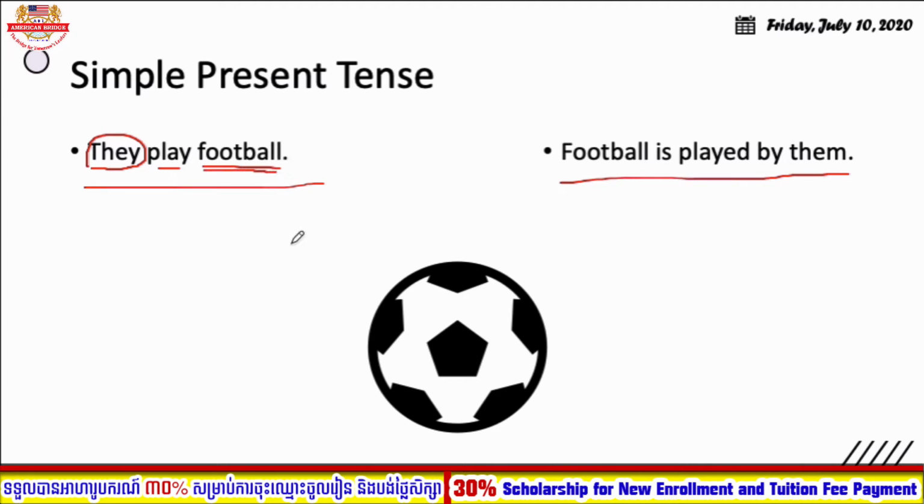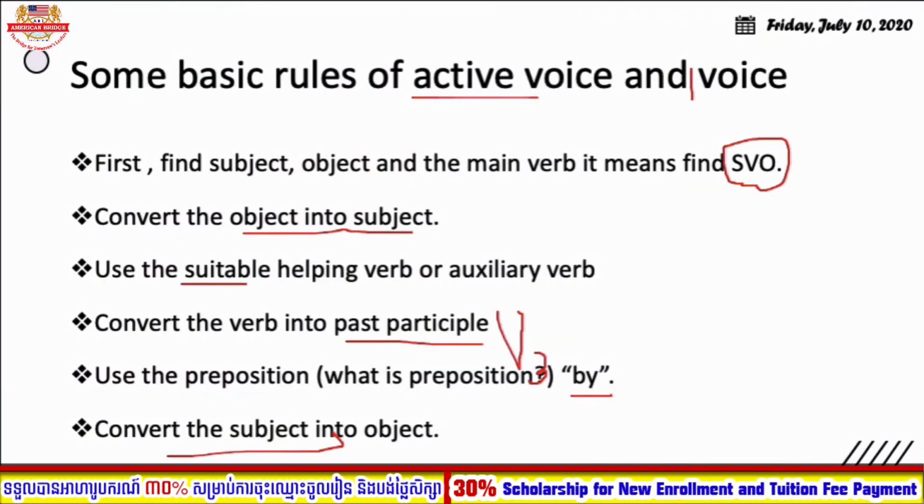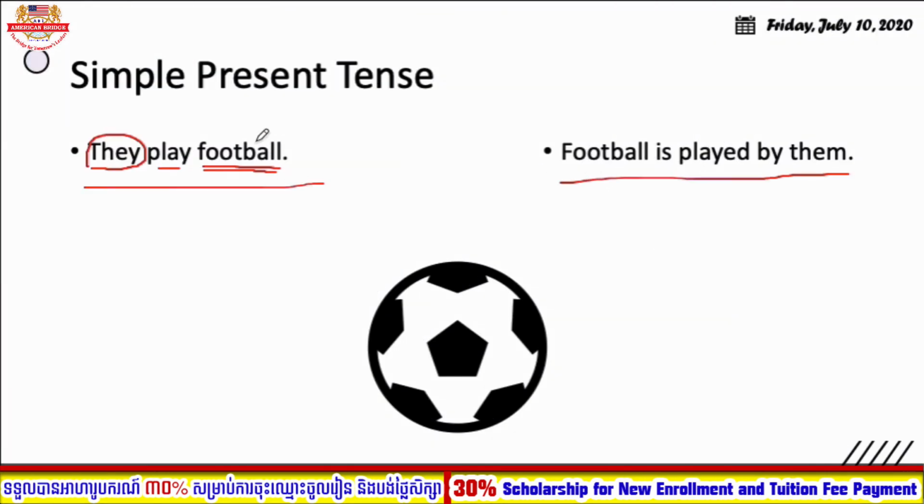When we have all the elements of the sentence, what should we do next? It is to convert the object into the subject. As you can see, in the original sentence, football is the object of the sentence, and in the passive, it becomes the subject. And then we need to use the auxiliary verb or helping verb. In the case of simple present tense, the helping verb mostly is the verb be based on the subject.